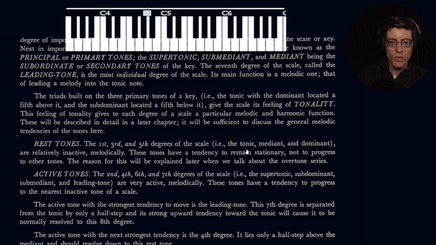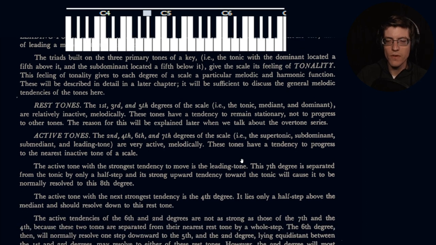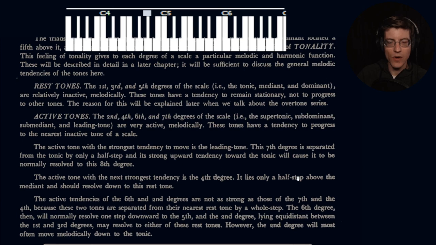The active tone with the strongest tendency to move is the leading tone. This seventh degree is separated from the tonic by only a half step, and its strong upward tendency towards the tonic will cause it to be normally resolved to this eighth degree. The active tone with the next strongest tendency is the fourth. It lies a half step above the mediant and will resolve down to the rest tone.